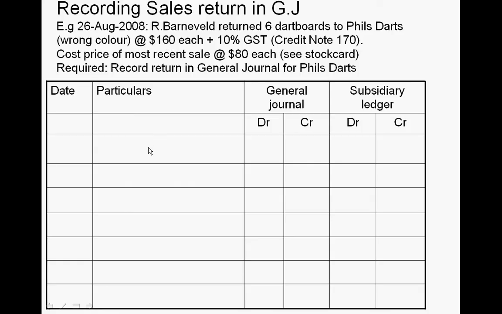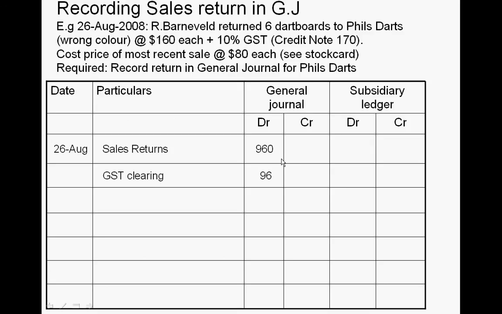So when we have the original sale, we credit the revenue. Now we debit the revenue with our new account called sales returns. When we had the original sale, we credited the GST clearing account because this increased what we owed to the ATO. Now the return is going to decrease that, so we debit the GST clearing account for 96, 6 times $16.